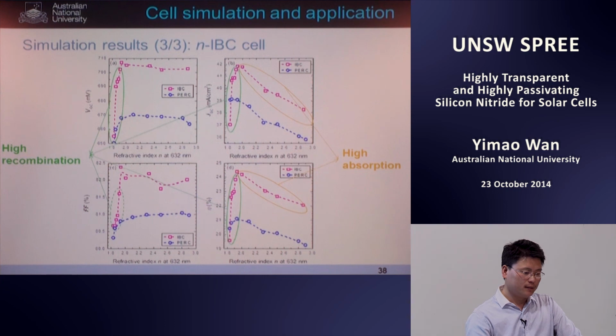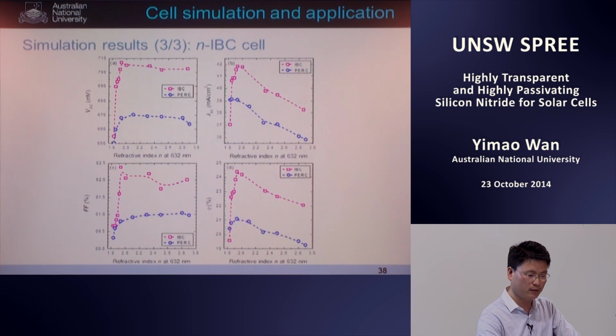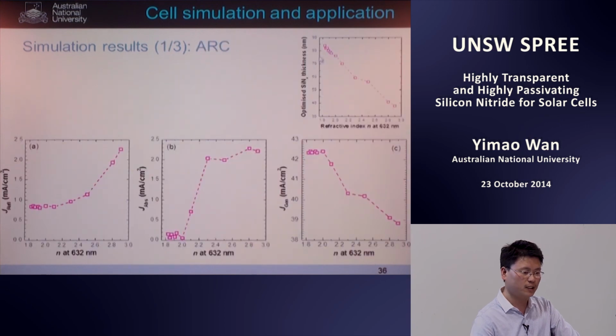Yeah. This simulation figures out the optimum refractive index of the silicon nitride film rather than thickness. The thickness is a quite free variable that you can adjust to optimize the generation current. So for the different refractive indices shown here, they have different optimum nitride thicknesses, which were shown in previous slides. The optimum silicon nitride thickness depends on the refractive index.